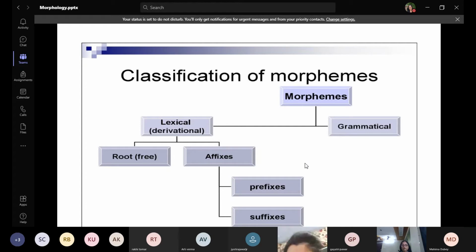Right? Now we are going into further classification. So morpheme, lexical morpheme or derivational morpheme and grammatical morpheme, root morpheme or free morpheme, and then you can add affixes to root morpheme or free morphemes. Affixes may be prefix or they may be suffix. So far clear?